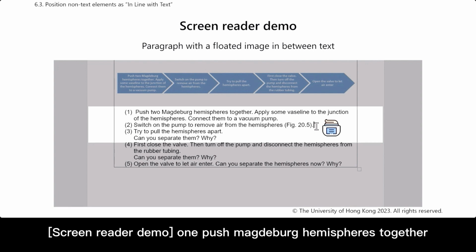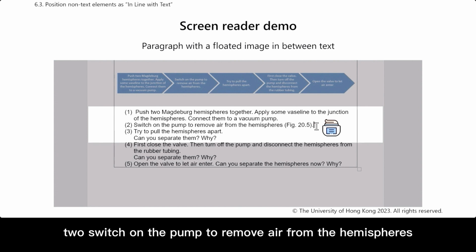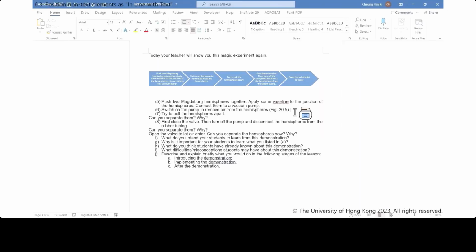1. Push two Magdeburg hemispheres together. Apply some Vaseline to the junction of the hemispheres. Connect them to a vacuum pump. 2. Switch on the pump to remove air from the hemispheres. Fig. 20.5. 3. Try to pull the hemispheres apart. Can you separate them? Why?